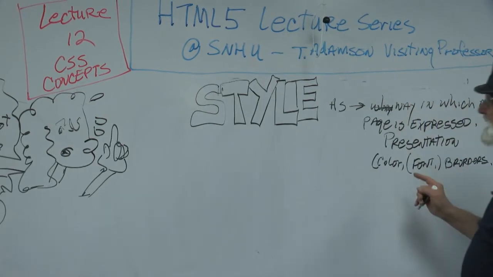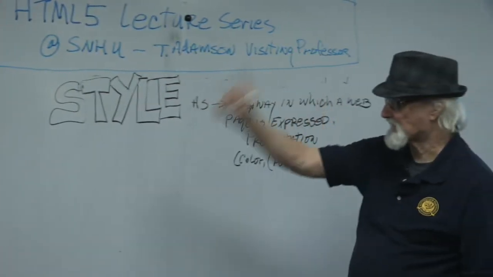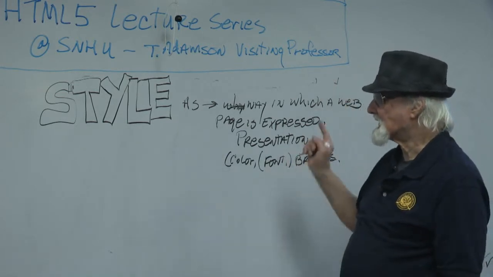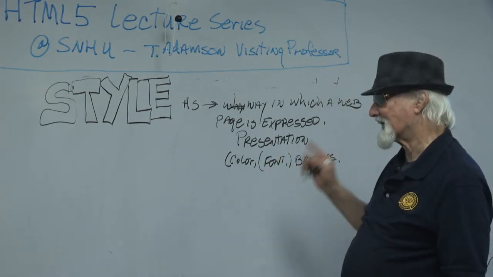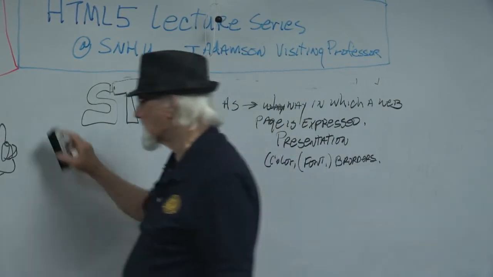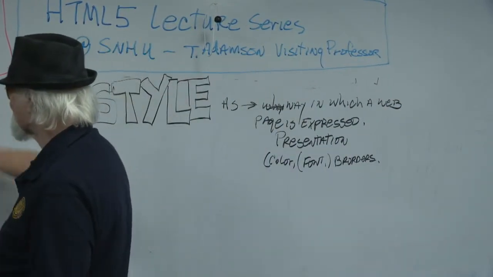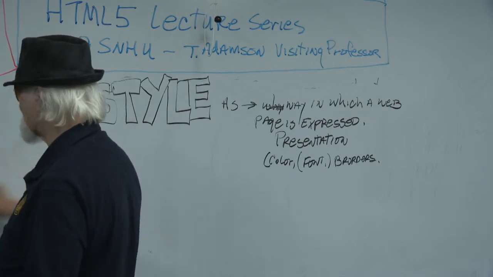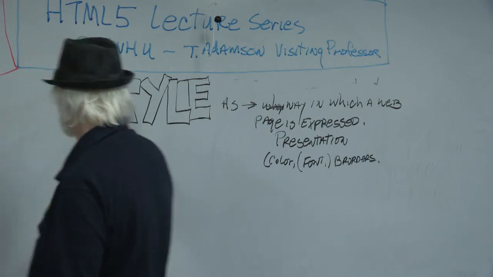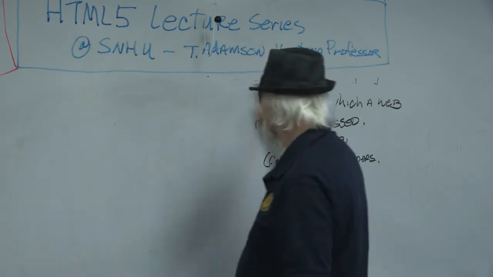Okay, so now we have an idea of what cascading means, we have an idea of what style means. Now we need to look at the next word, sheets. What do they mean by sheets? Well, that's what you put on your bed before you go to sleep at night, right? Well, they don't mean it that way. Let's look at what sheets are.